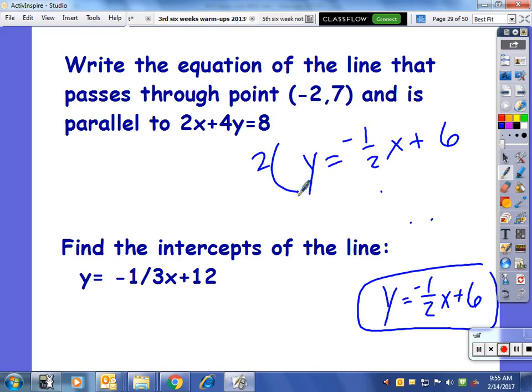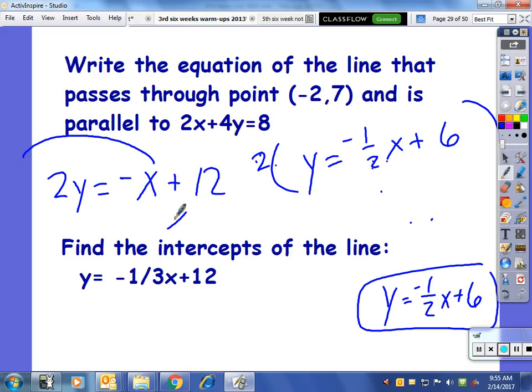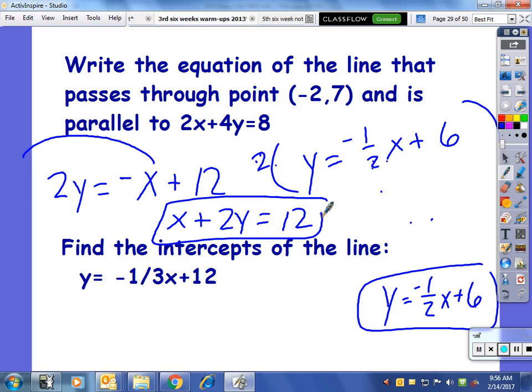Multiply everything by 2 so that these 2's will cancel out. And what would I have? 2y equals -x plus 12. And then move that x over there, and you've got x plus 2y equals 12. That's just another way they might have the answer. But look how different they look. So don't get discouraged if you don't see your answer down there. Perhaps they just changed the form.